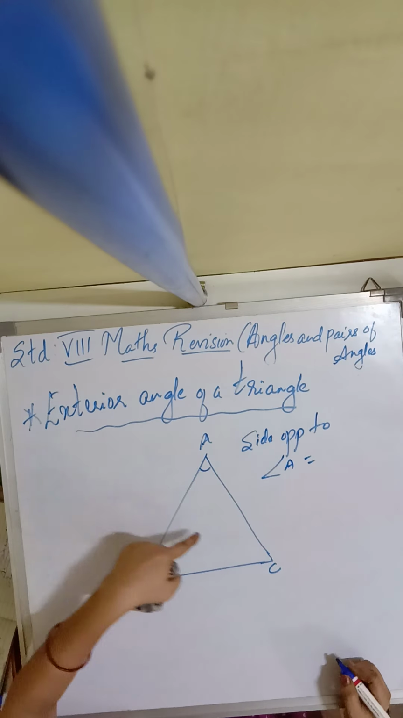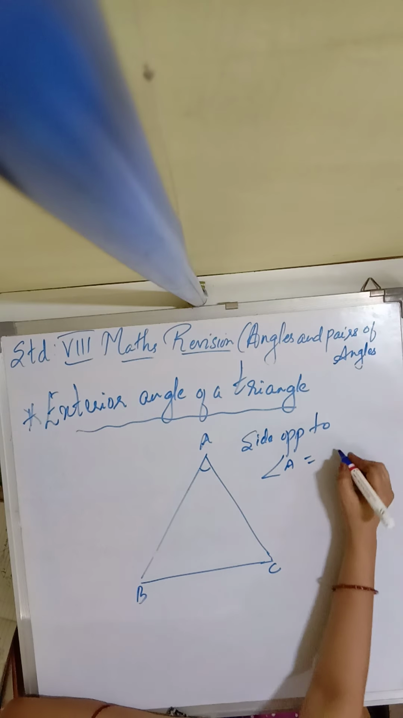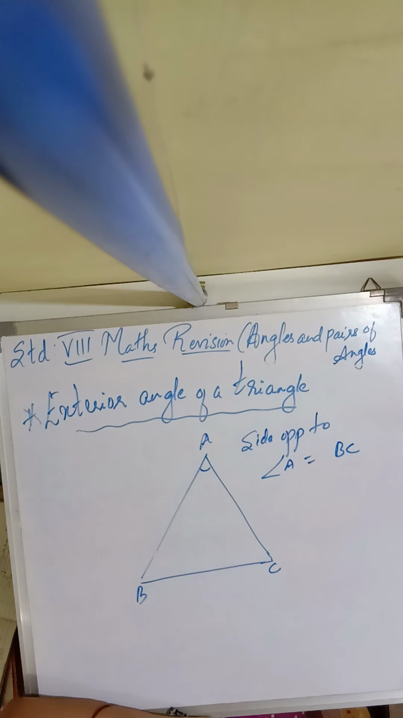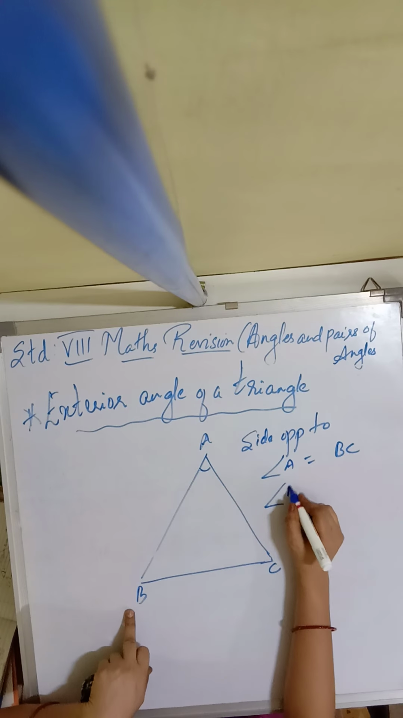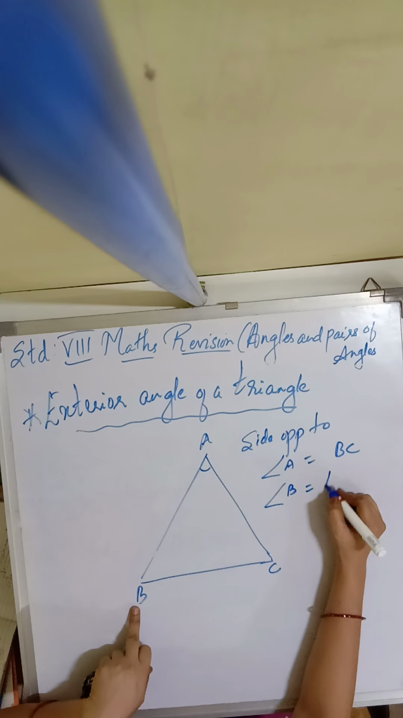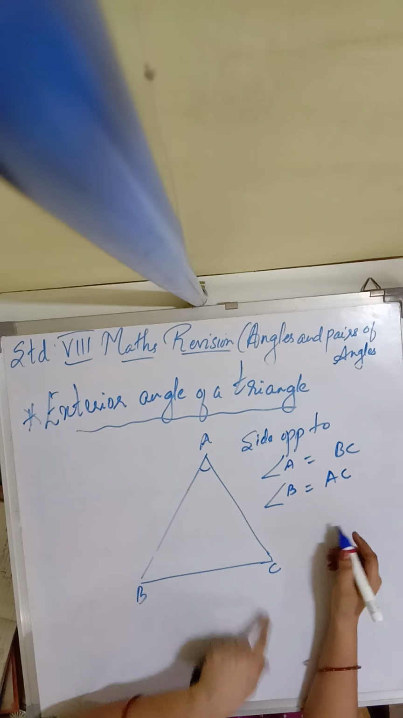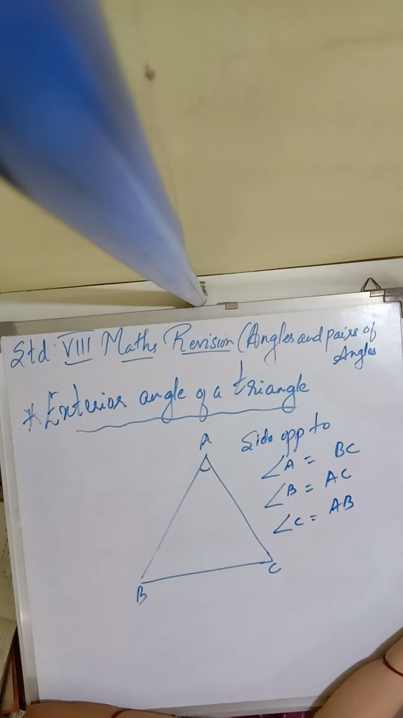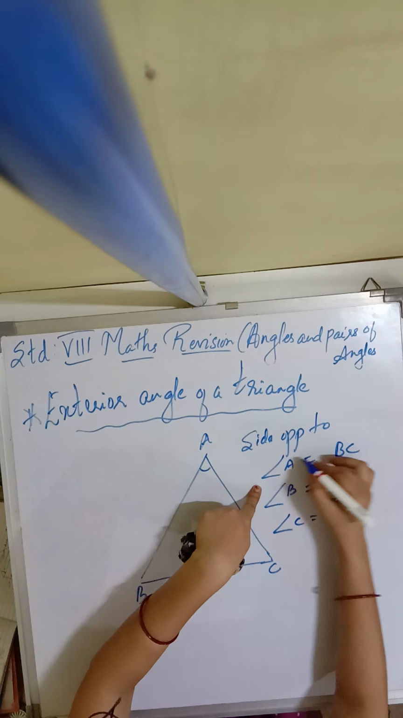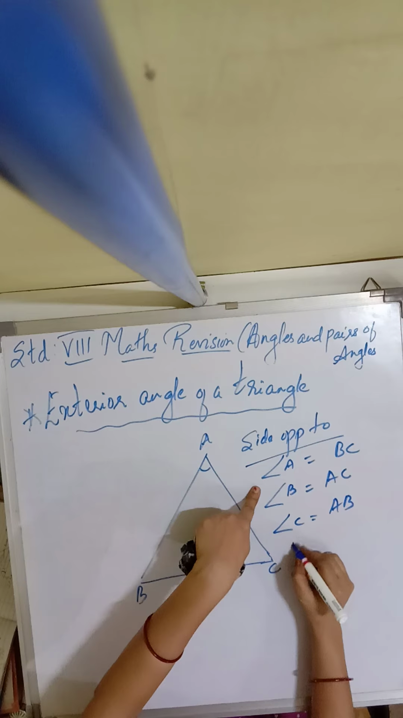So what is the side? That will be BC, yes or no? Now the same way, children, you can also say which will be the side opposite to B, that will be AC, and which will be the side opposite to C, that will be AB. Yes or no, children?